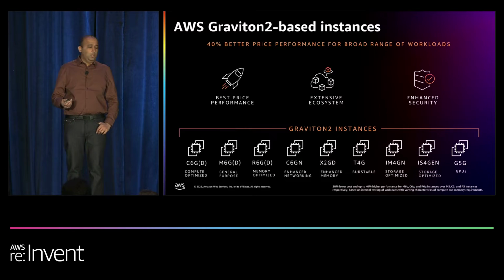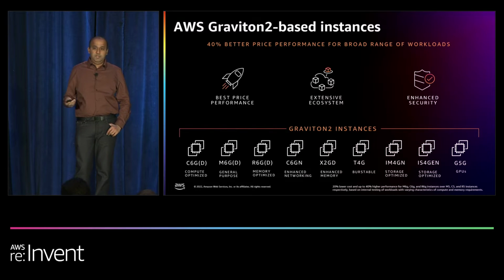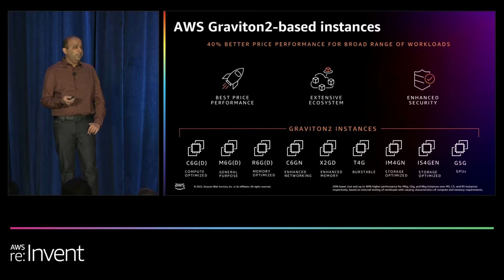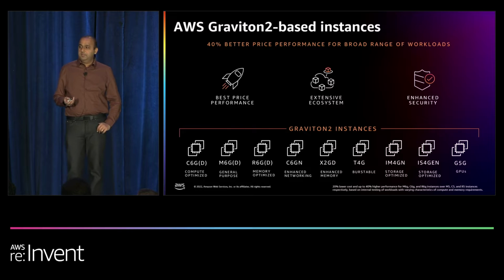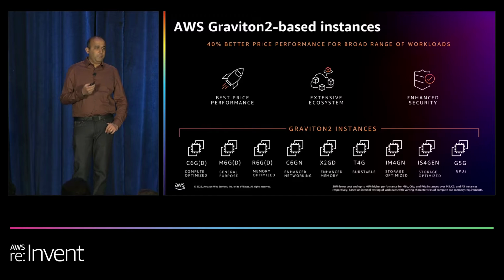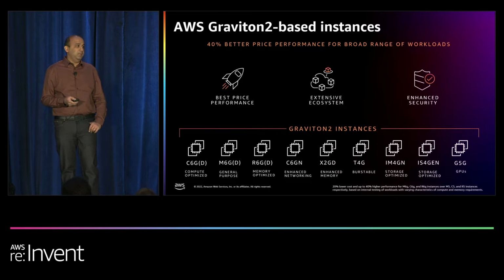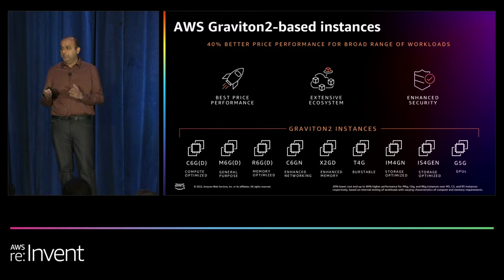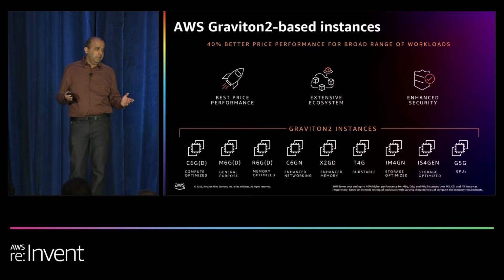And continuing on that journey, Graviton3 has delivered another step function improvement in performance over the Graviton2-based chips. Now let's take a closer look at both Graviton2 and 3, starting with Graviton2 first. So Graviton2-based EC2 instance types were launched, and they delivered up to 40% better price performance compared to other instance types within EC2. And these are targeted for a broad spectrum of workloads. Anything that ranges from web serving, load balancing, gaming, all the way through databases, in-memory caches, as well as big data analytics.